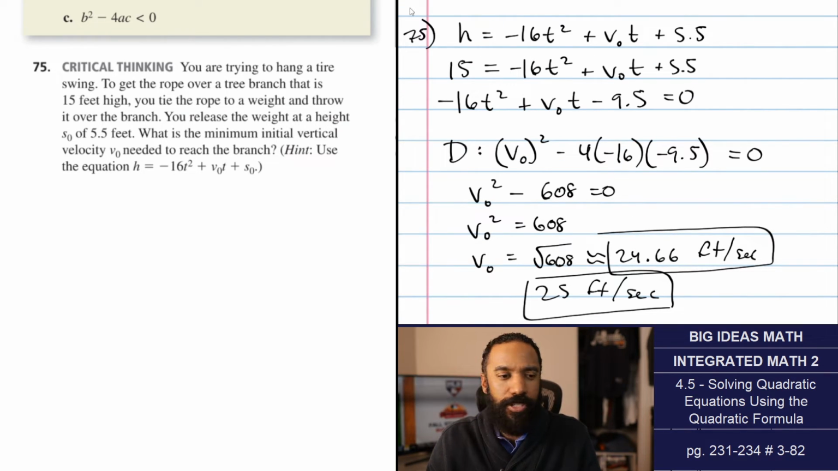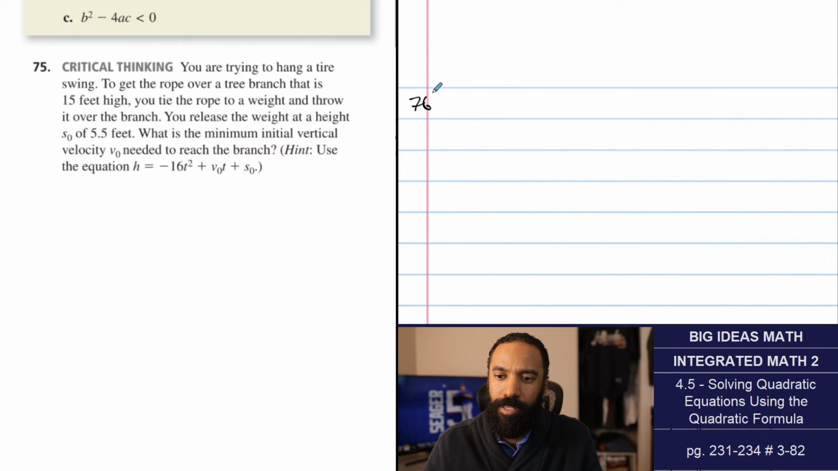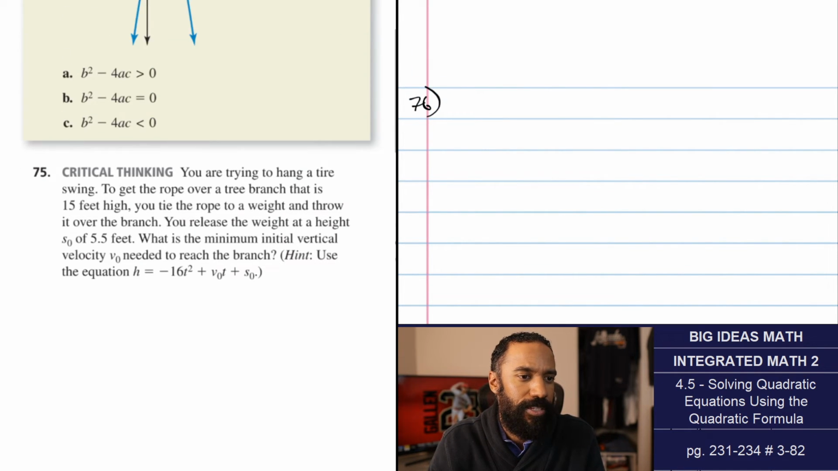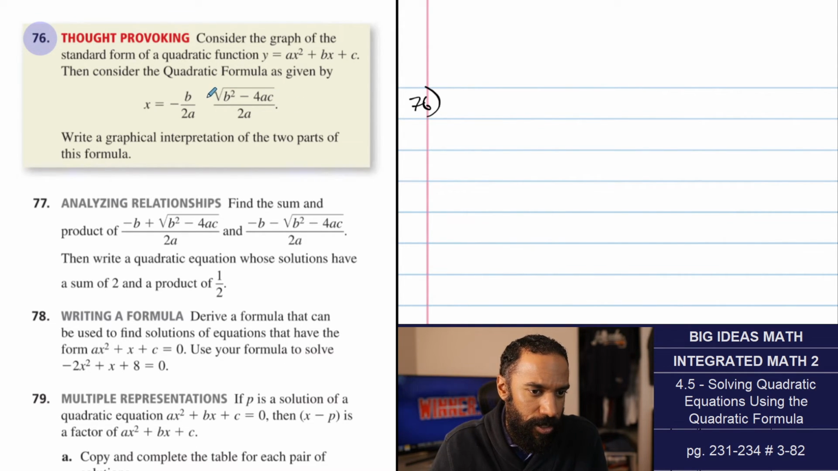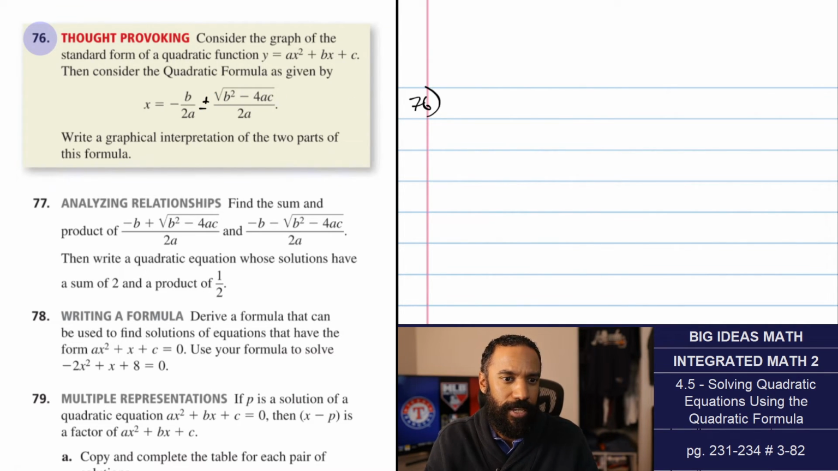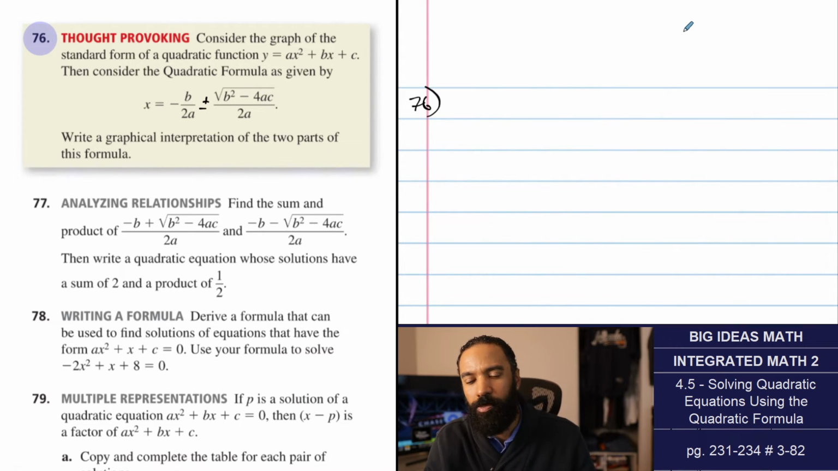All right, number 76. Sorry I didn't put my little marker on that 75 there for you, though. Number 76. Consider the graph. This should have a plus or minus here. Consider the graph of the standard form of the quadratic equation, then consider the quadratic equation given this. Write a graphical interpretation of two parts of this formula. I just explained that on the previous problem. So, check this out, guys.